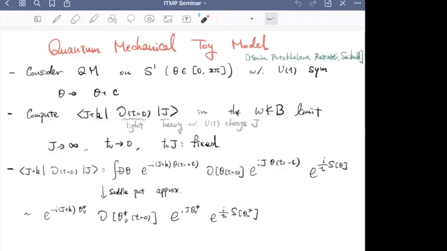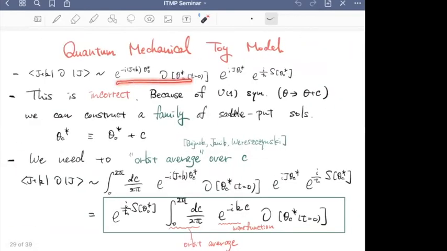To analyze that, it's useful to write down the path integral. So this is the path integral. You do the path integration over the variable theta, and this is the wave function corresponding to this state, and this is the wave function corresponding to this state, and then you have insertion of the operator and the action. Because we are taking this limit, we expect that this can be approximated by the saddle point, and that's going to give you this expression. So this is the expression that I wrote in the previous slide. However, this expression is actually incorrect.